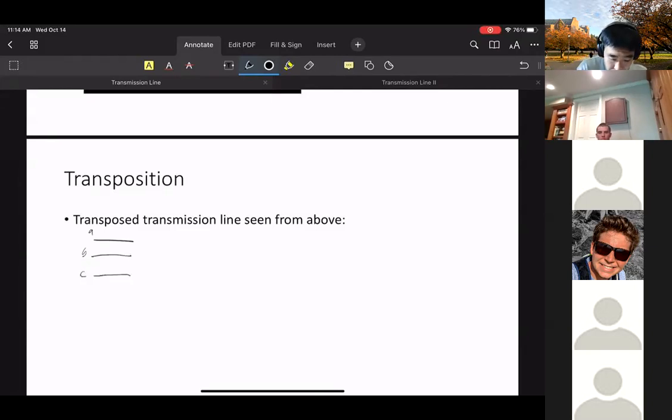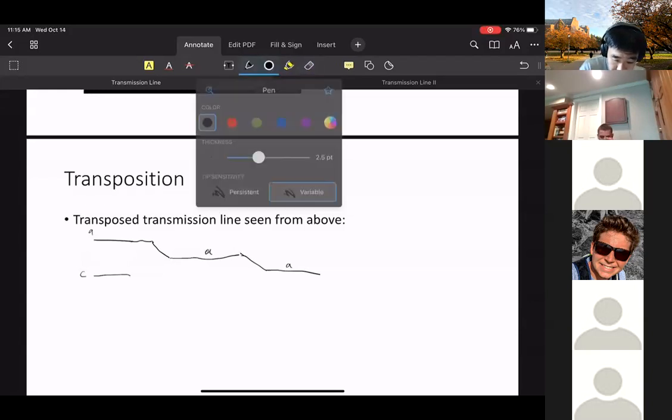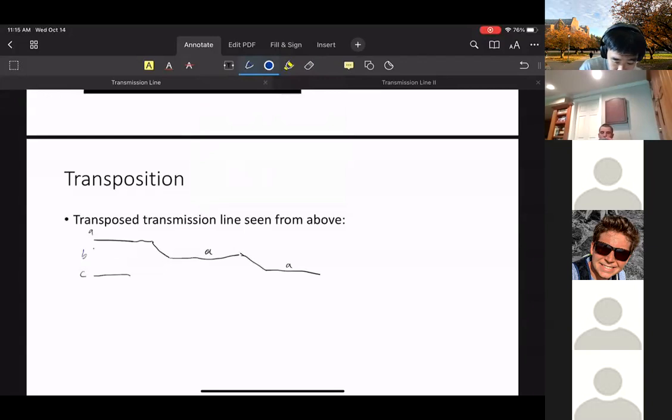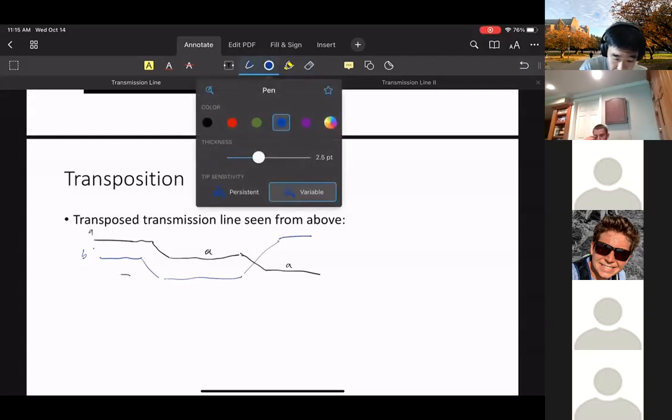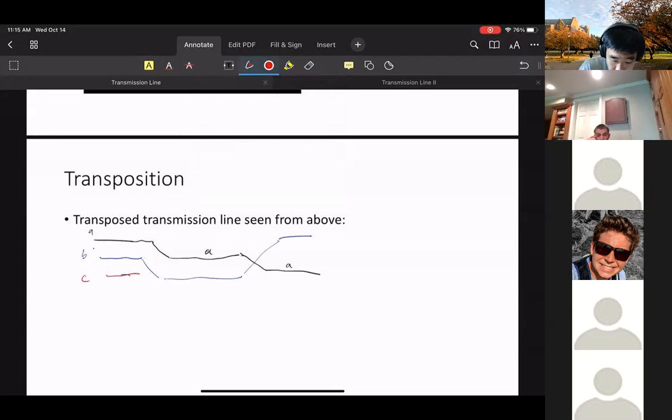So what we often do is transpose this, okay? We'll physically make the A wire go here. This is A. Let me draw different faces with different colors. B face will come here, go up. Sorry, B goes down. B will come here, go down, come here, and go up. Okay, so this is B face. This is C face. Here, go up, come here, go down, like this.